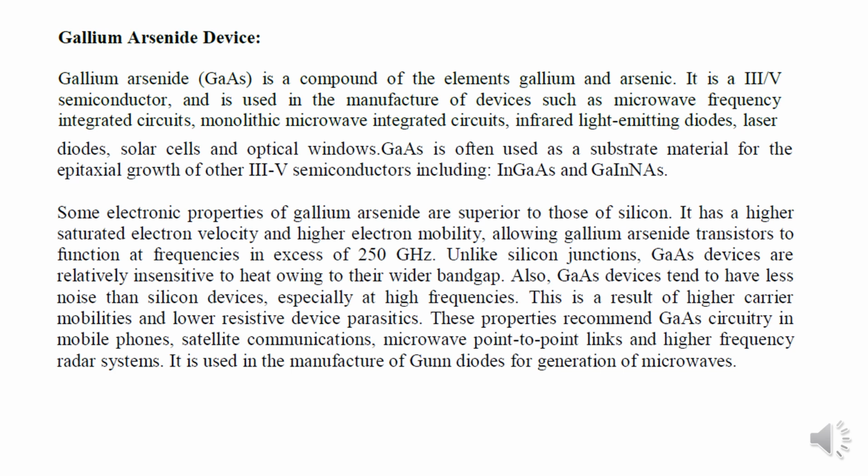This is a result of higher carrier mobility and lower resistance device parasitics, and this property makes gallium arsenide suitable for mobile phones, satellite communication, microwave point-to-point links, and higher frequency radar systems. It is also used in the manufacture of Gunn diodes for the generation of microwaves.